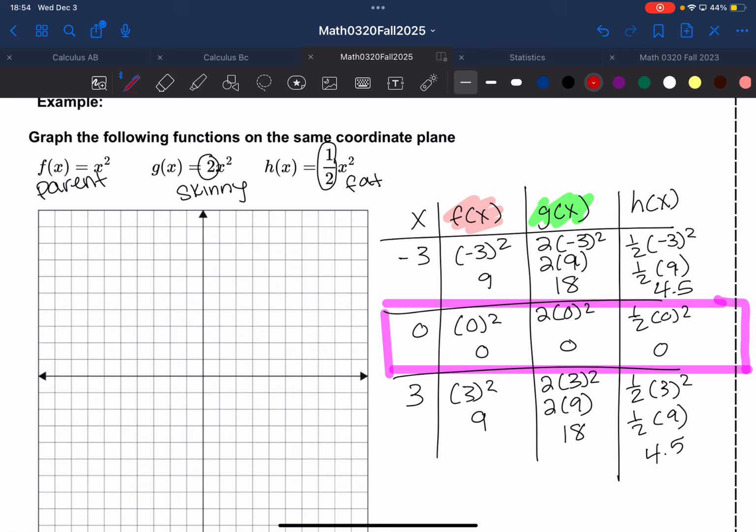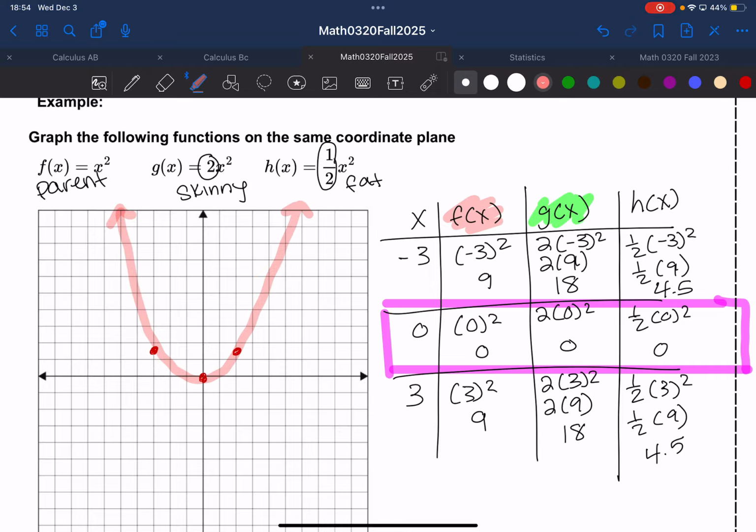We can go by 5s. That's okay. So if we do -3, 1, 2, 3, our x's can go by 1 still. And 5, so 9 would be about here. 0, 0, 9. So there's our parent function, which means this is how it looks regardless. So we can't call this skinny or fat. This is what it is baseline.